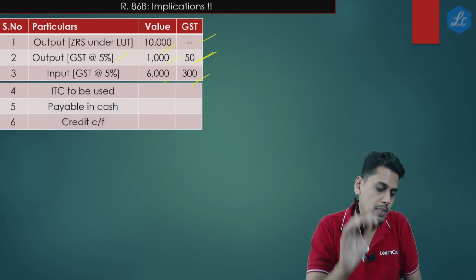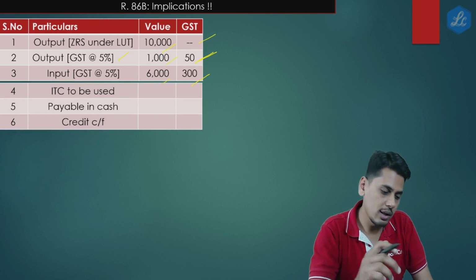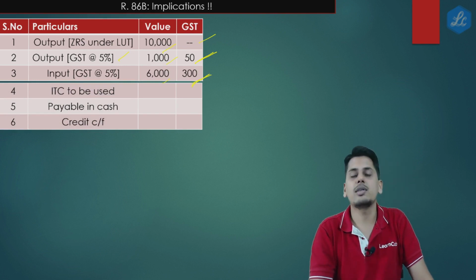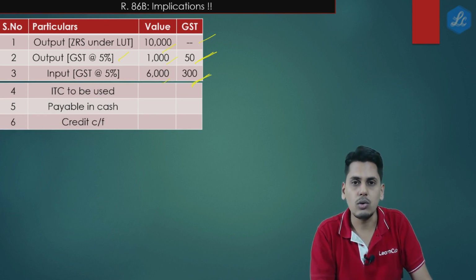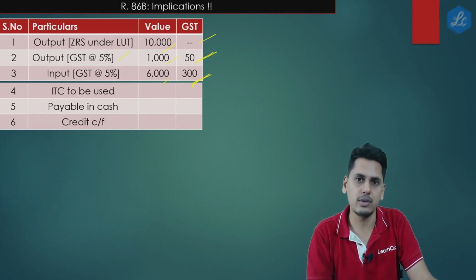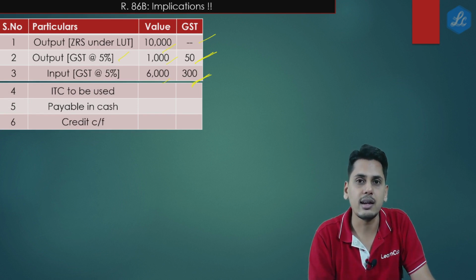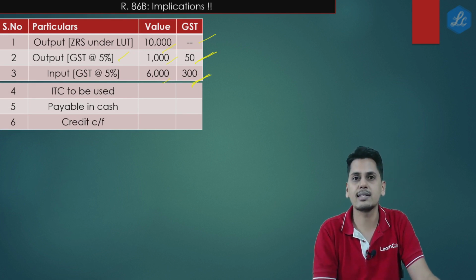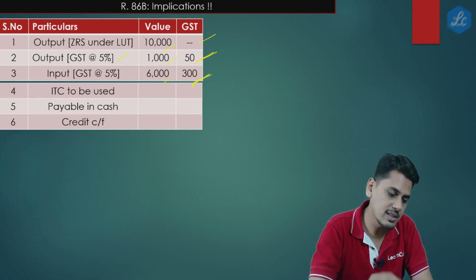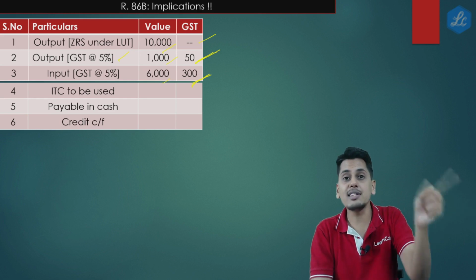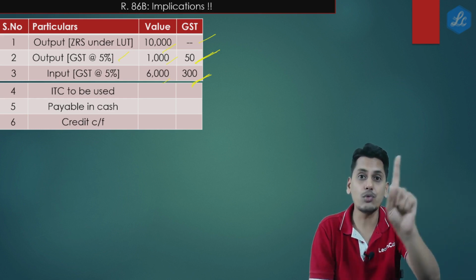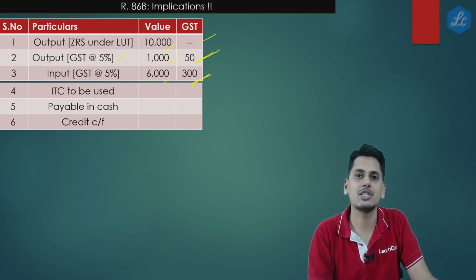So friends, now ITC to be utilized, although input tax credit available is to the extent of 300, but can he utilize this 300 entirely for the payment of his output tax? The answer is no. How much is his output tax? 50. Of this output tax 50, at least 1% he has to pay from his cash ledger.